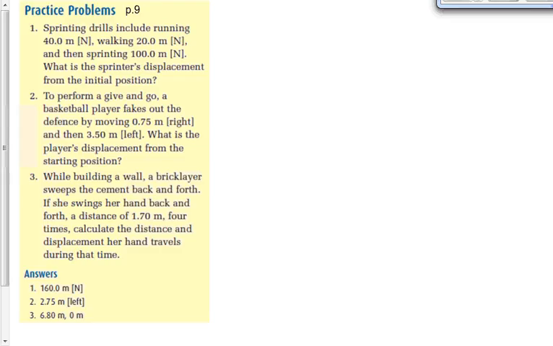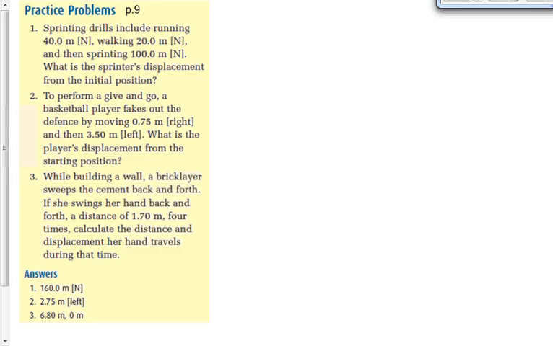All right, let's take a look at number two. It says, to perform a given goal, a basketball player fakes out the defense by moving 0.75 to the right and then 3.5 meters to the left. What is the player's displacement from the starting position? What do we got here? We got two numbers, right? To the right and left.